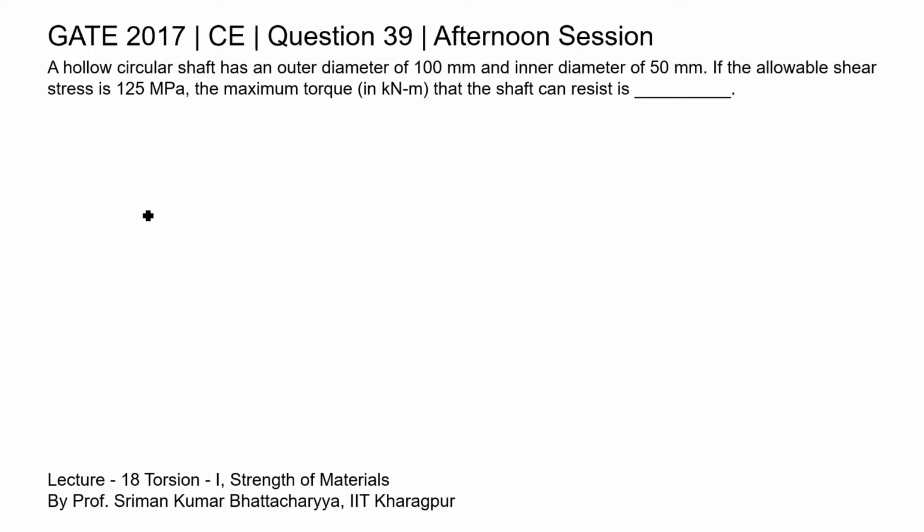So in this question, a hollow circular shaft having outer diameter of 100 mm and inner diameter of 50 mm is given. And if the allowable shear stress is 125 megapascal for this shaft, then we need to calculate the maximum torque that the shaft can resist. So this question is from the topic of torsion.